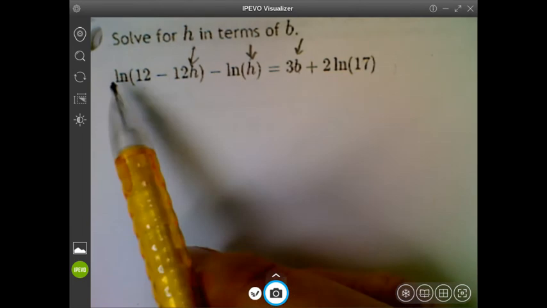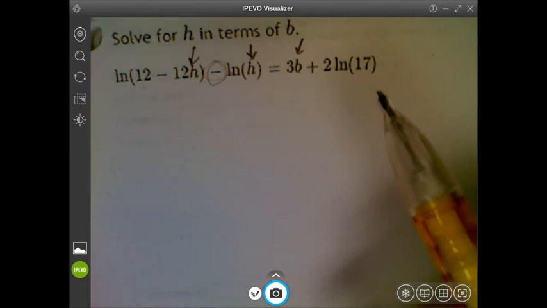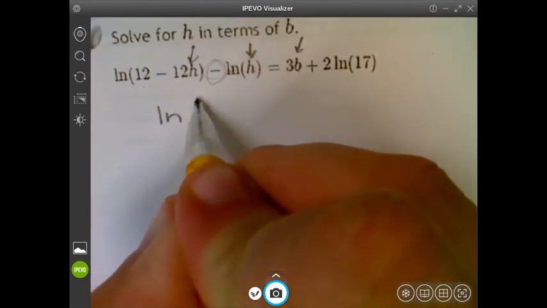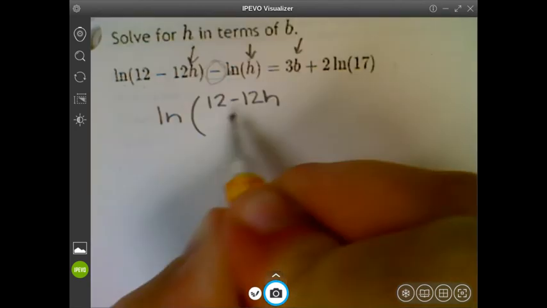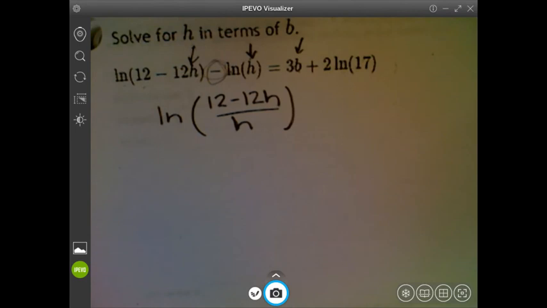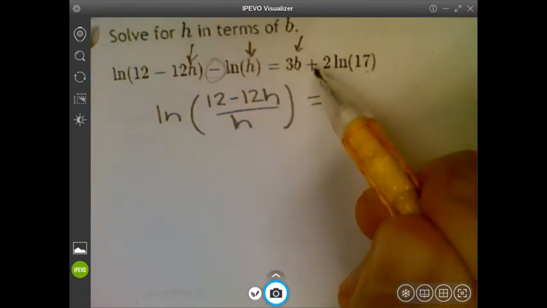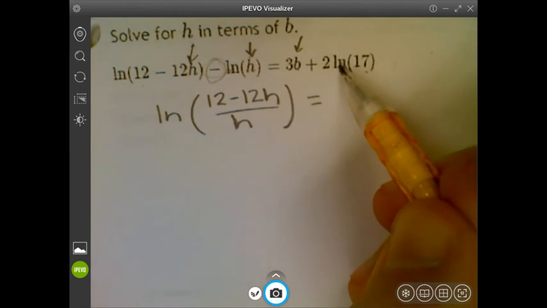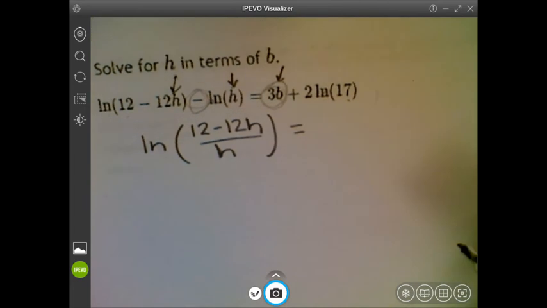The first thing is these are natural logs, they're on the same side of the equal sign, and they are being subtracted. Since they're both natural logs, you can put them into one natural log with a division operation because of the subtraction. So it'd be 12 minus 12h all over h. On this side of the equation, you have a natural log, but then you also have a term that does not have a natural log, and that's the one with the b in it.